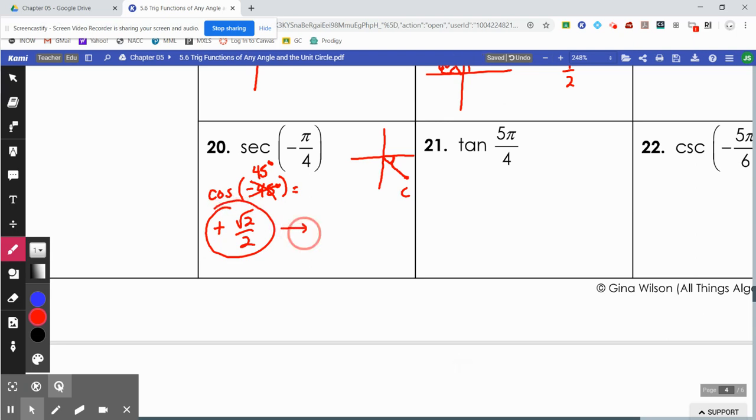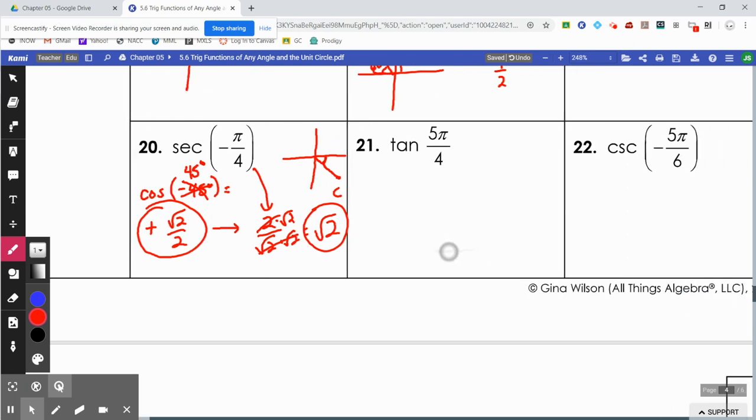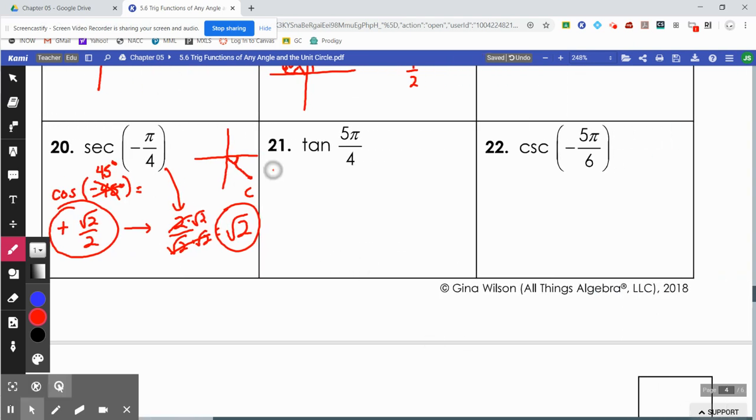However, to find the secant, which is what we're looking for, we've got to flip that. That's going to be a positive 2 over root 2. Rationalize by multiplying top and bottom by root 2. These will cancel and leave you with just positive root 2. Tangent of 5 pi over 4 is actually the tangent of, let's change it to degrees, that's 5 times 45, which is 225. Let's sketch that.